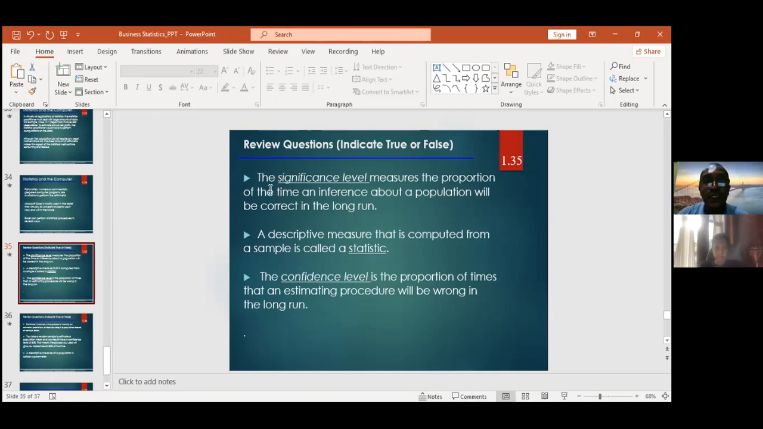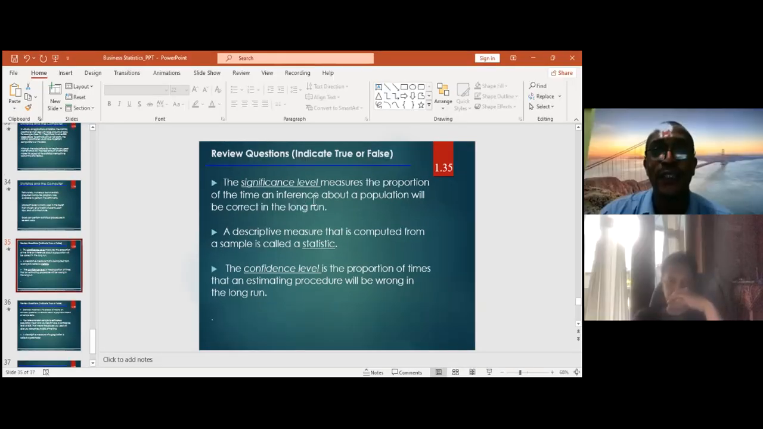So the first question: the significance level measures the proportion of time inferences about a population will be correct in the long run. So think before you answer. Do you think the answer is true or false? Remember, I was telling you to take note of the difference between significance level and confidence level. If you have taken note of that, then you should be able to answer this question. So who is going to help us with the answer? Is it true or false?